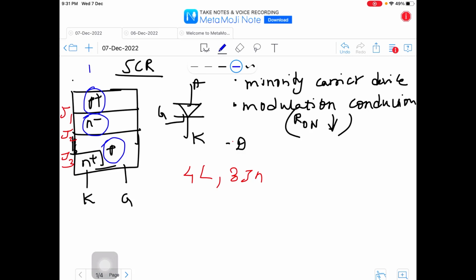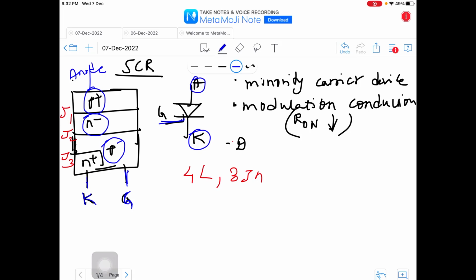So suppose I consider this as anode, where it is P plus, and the other P minus I'll consider as gate, and the N plus as the cathode. I can denote it symbolically in this way, that is anode on the top, cathode at the bottom, and there is an additional gate terminal between anode and cathode. So basically there are three junctions, J1, J2 and J3.